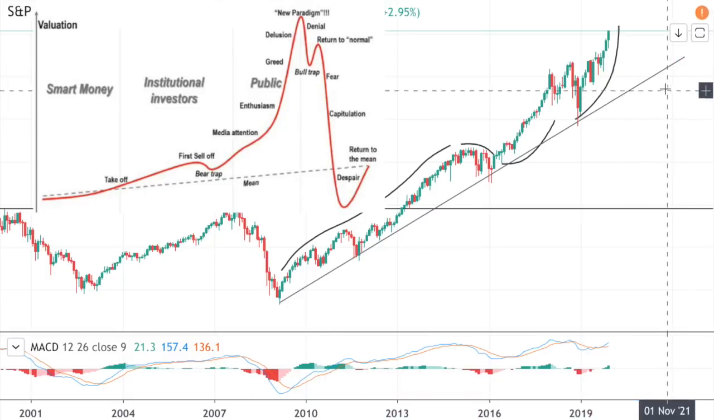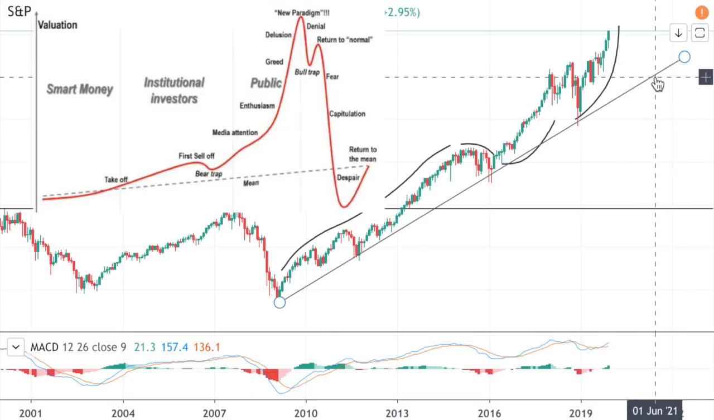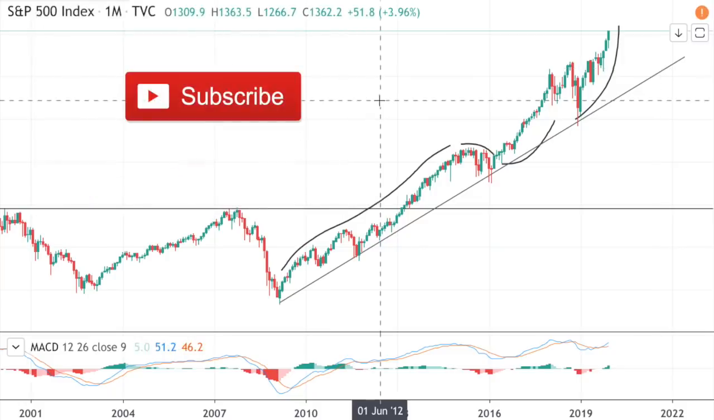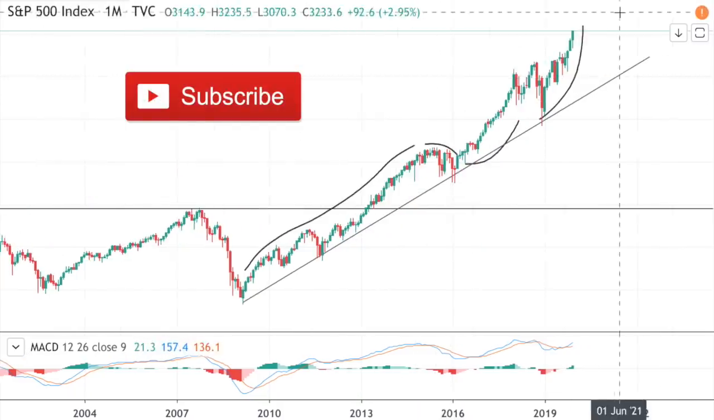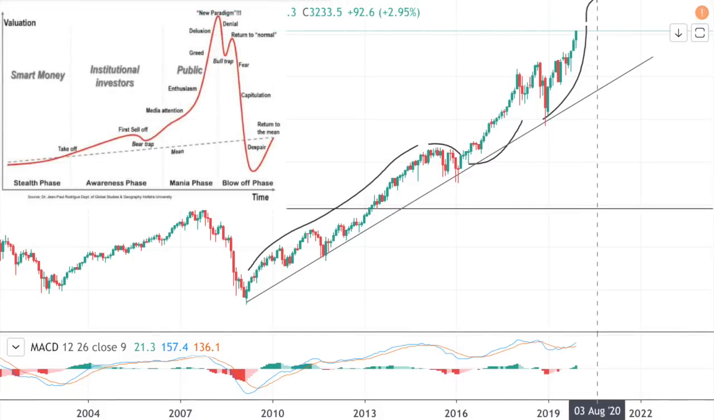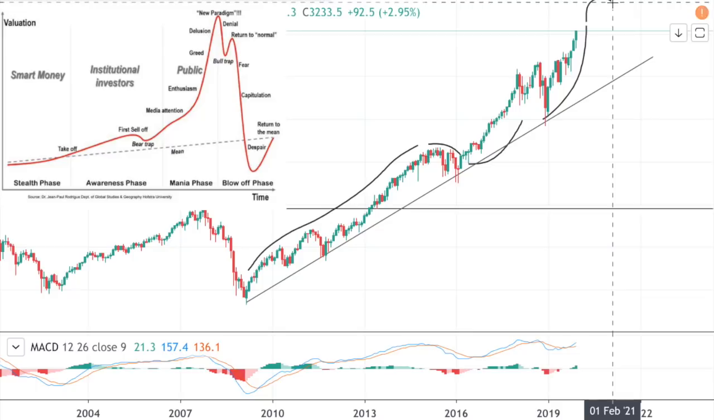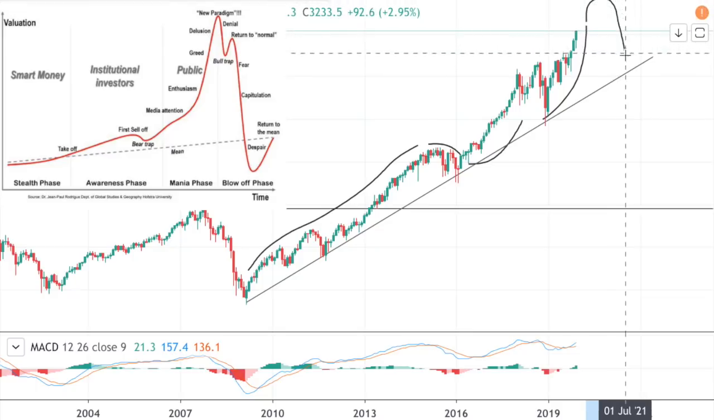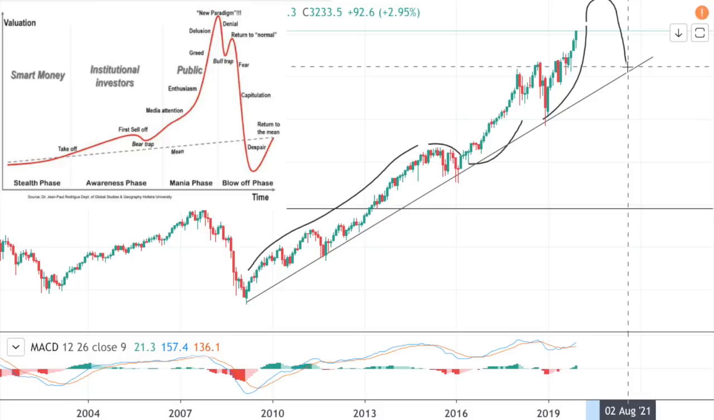So if this trend line represents the bull market, then obviously if this is the end of the bull market, we would need to break this trend line for the next phase of the bull market to begin. And this would look something like this. We would probably continue the greed phase all the way to around $3,500 on the S&P 500. We would then descend all the way back down to the trend line and bounce off of it.